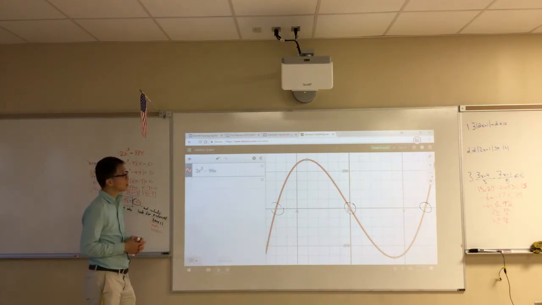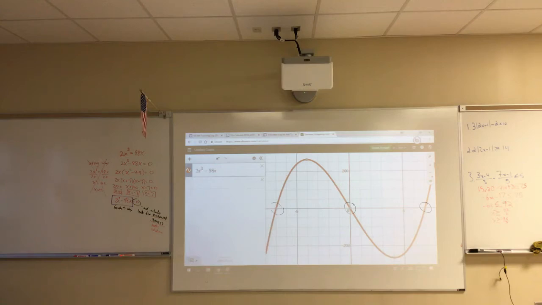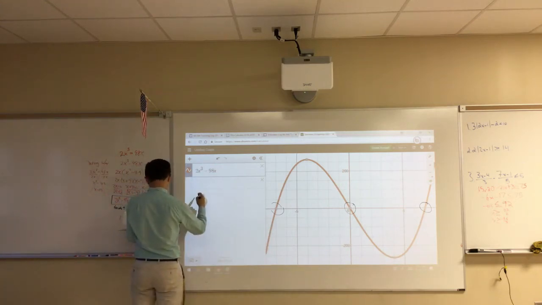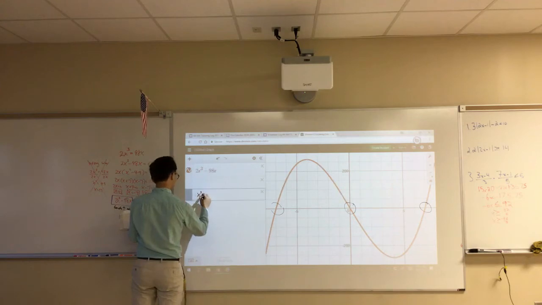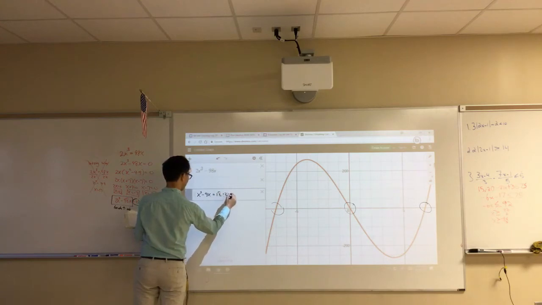Got it? So now I'm going to try the next question. The next question looks a little bit different. We're going to ask you to try this equation: x cubed minus 9x is equal to 18 minus 2x squared.